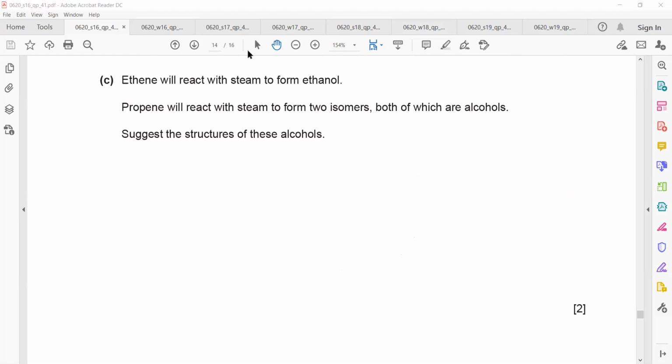The next part, ethene will react with steam to form ethanol. So ethanol is formed. Propene reacts with steam to form two isomers. First thing, when propene reacts with steam, what will be the product? Propene plus steam. Alkenes undergo addition reactions, so only one product will be there. So only alcohol will be there. So propene plus steam will give propanol. That will be the only product.